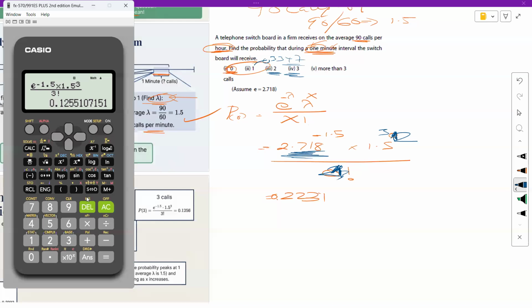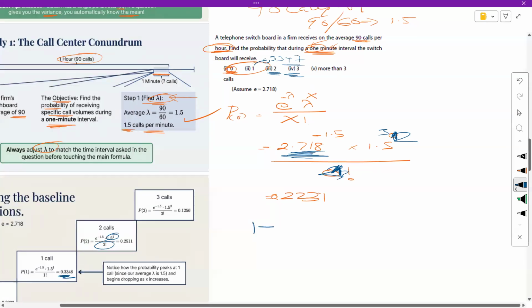It's equal 0.1255. And more than 3 calls. So more than 3 calls in 1 minute interval, on average it receives 1.5 calls.